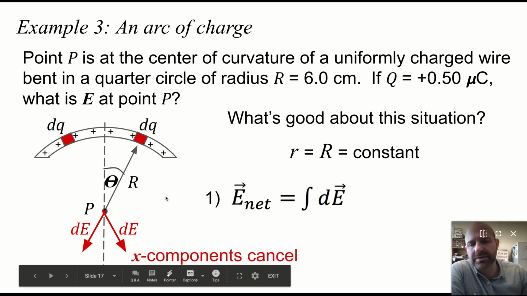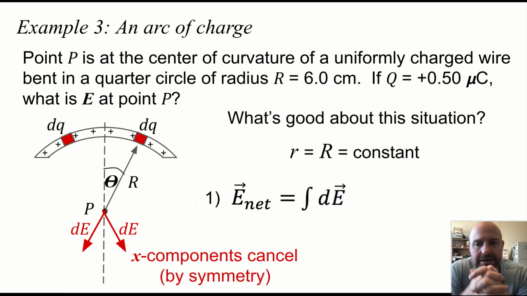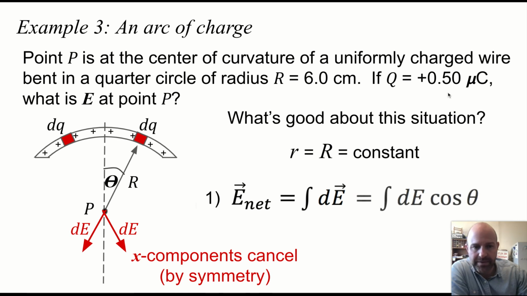And so the way we're going to do this is make the argument that all the x components, left and right, are going to cancel by symmetry. And that's because for every dq on the right-hand side, there's a corresponding one on the left-hand side, and their x components will cancel. We just have to add up their y components, which is good. But the y component of this individual little bit of electric field is going to be dE times the cosine of theta because of the geometry of this problem. Right? The sine would be the x component in this case, and the y component would be the cosine.